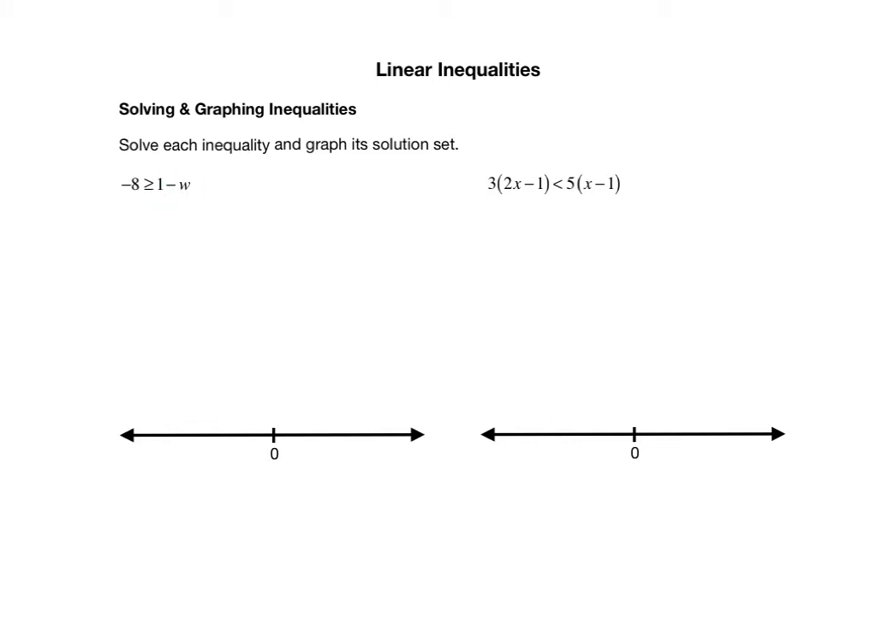And when you do that, you get -9 on the left is greater than or equal to. Remember, when you subtract 1 from 1, that gives you 0. But then 0 minus w is the opposite of w, not w.